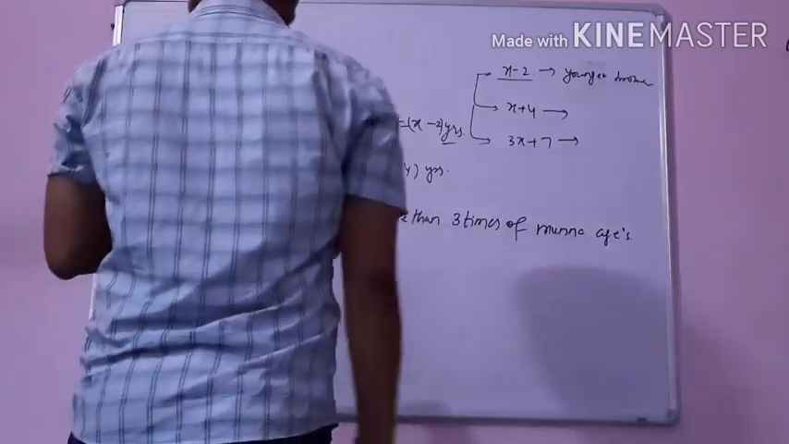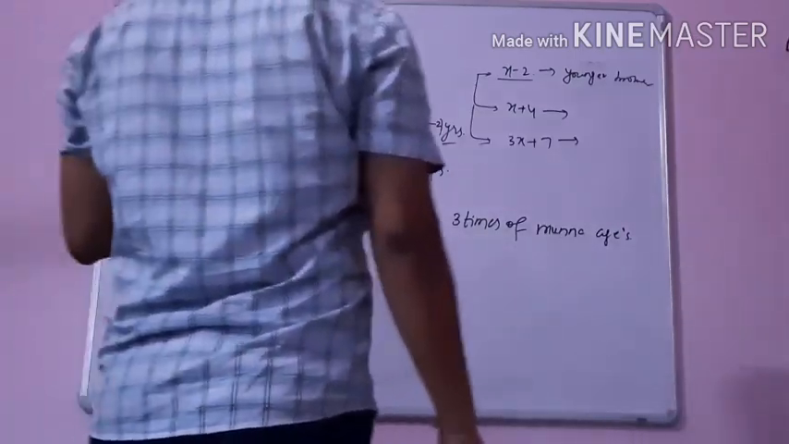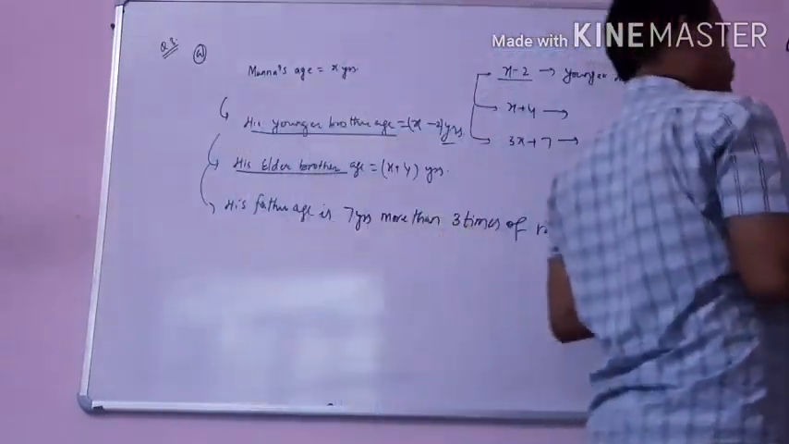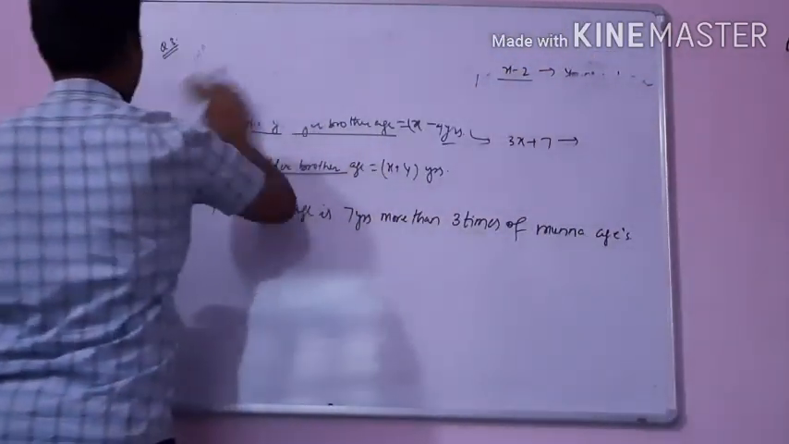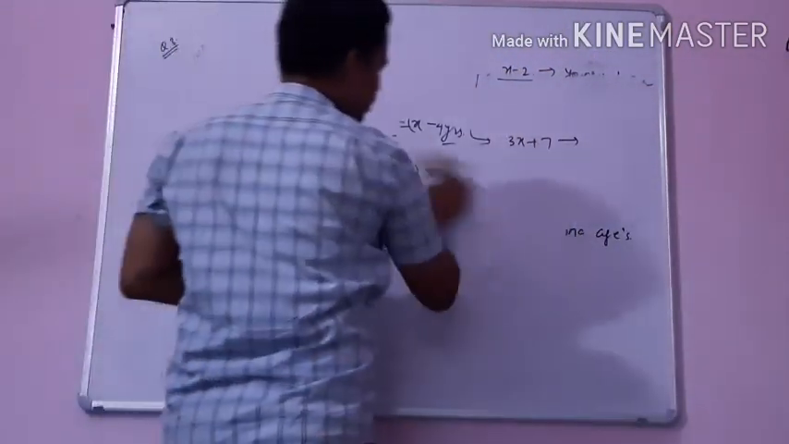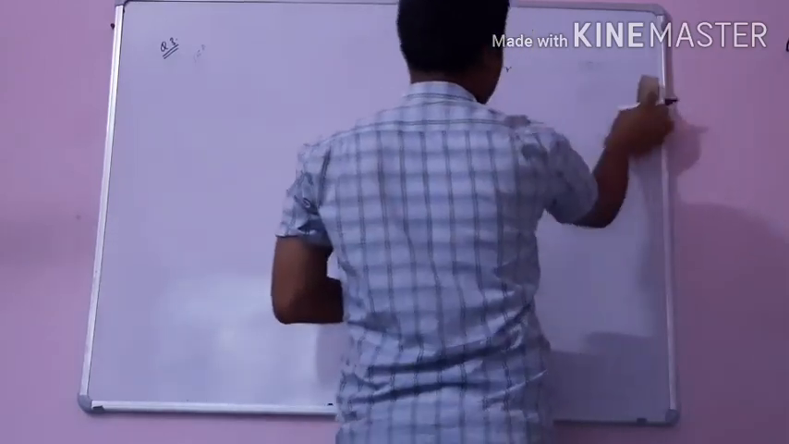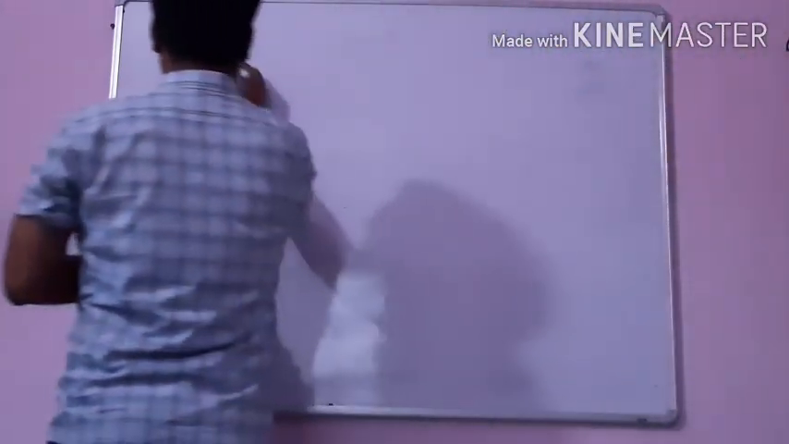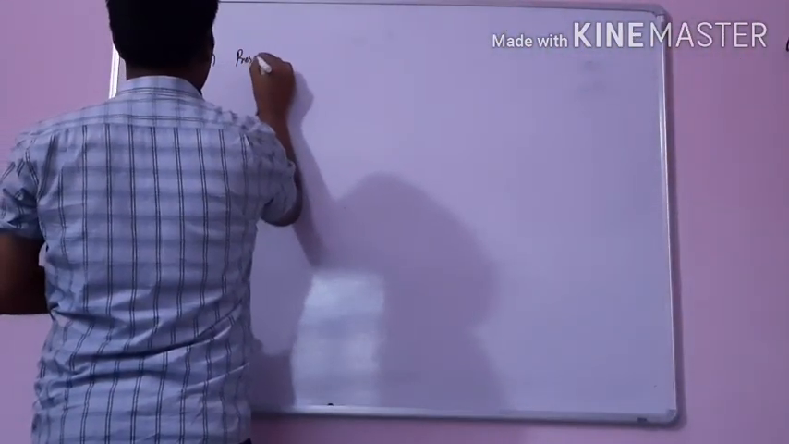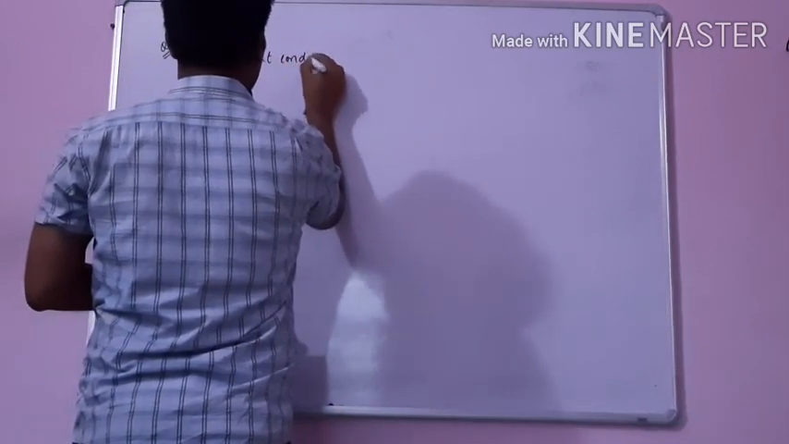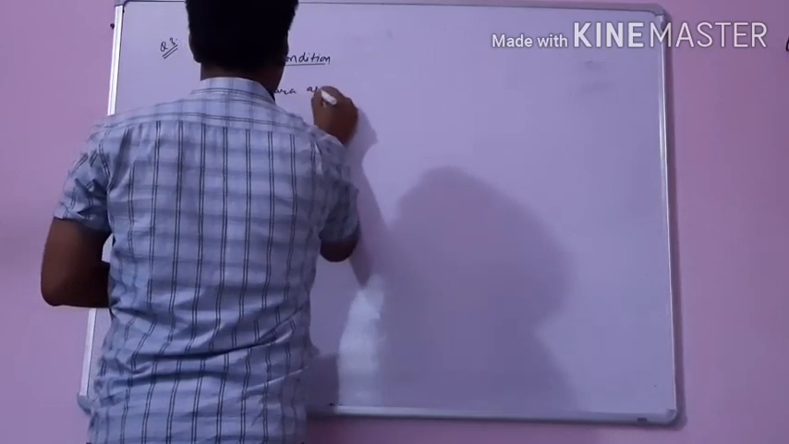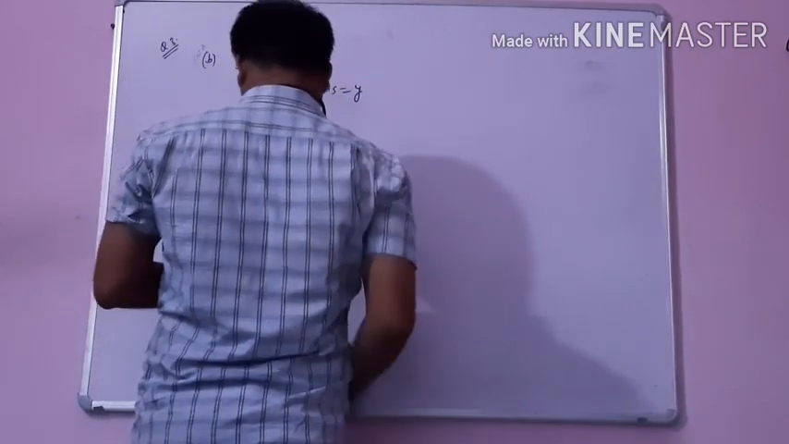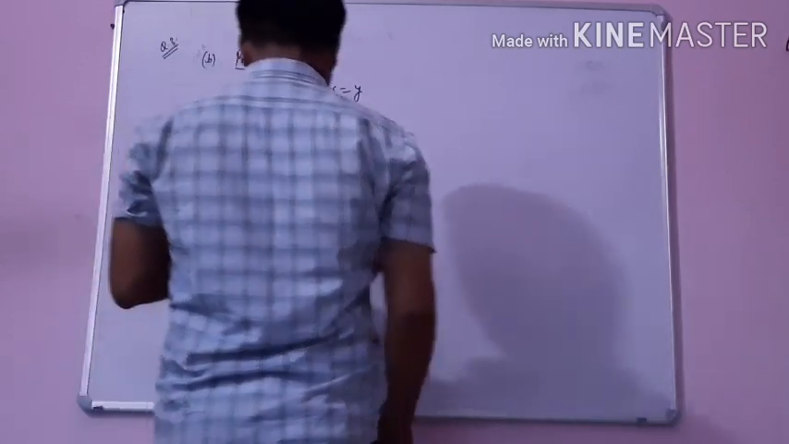Now moving to 3b. Given Sarah's age today is y years. It means the present condition is y years. So write it. B question, present condition: Sarah's age is y years.